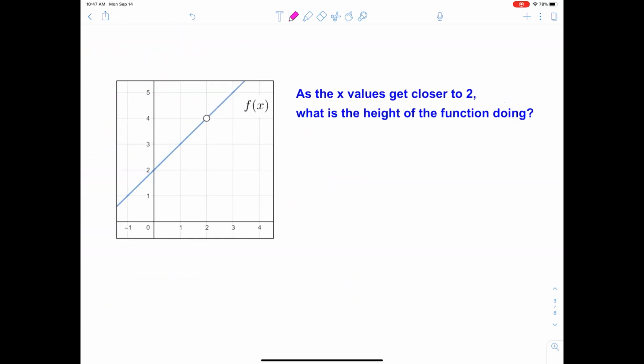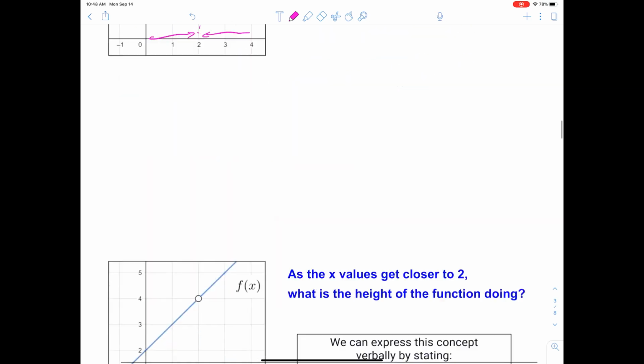If we look at another equation, here's a verbal description of what a limit is. As the x values get closer to 2, what is the height of the function doing? So as we approach an x value of 2, as we're coming in from both sides, how high does the function get? Well, if we were to trace along, the function is increasing from the left and decreasing from the right, and it's arriving at an overall height of 4. So one would say, as the x values get closer to 2, the height of the function is getting closer to a height of 4.